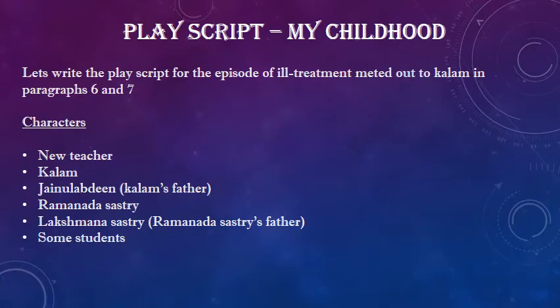Okay, children, now let's do the play script from my childhood. Let's write the play script for the episode of ill treatment meted out to Kalam in paragraphs 6 and 7. Children, you know, in my childhood lesson, the ill treatment by the new teacher to Kalam. So, on that situation, we'll develop a play script. So, what are the characters? New teacher, Kalam, Jainul Abdin, Kalam's father, Ramanatha Shastri, Lakshmana Shastri, Ramanatha Shastri's father, and some students. These are the characters.